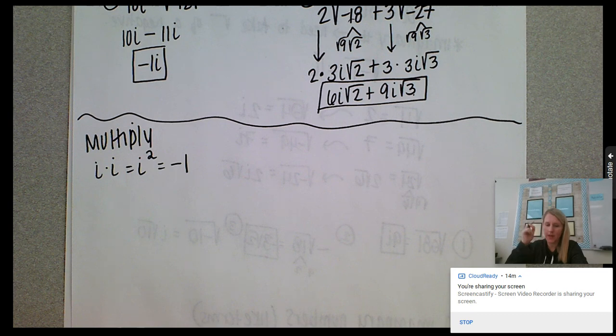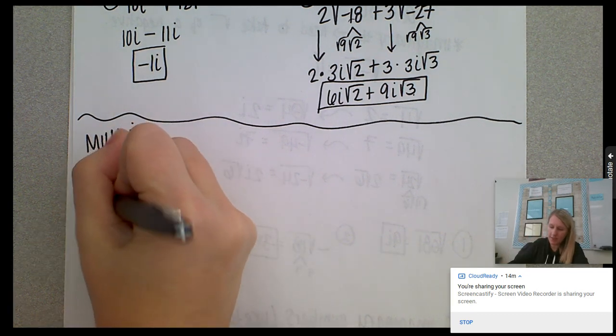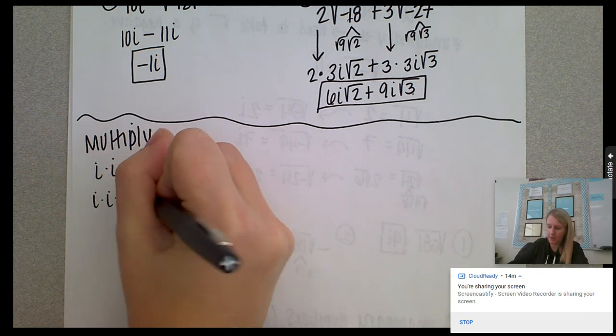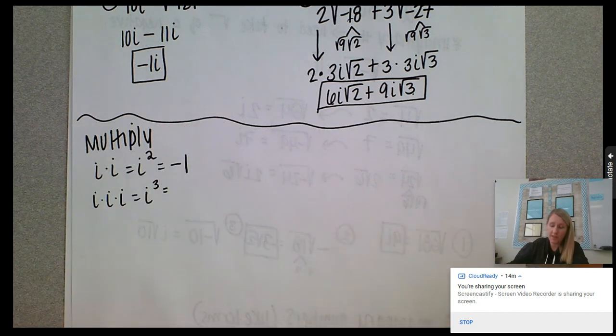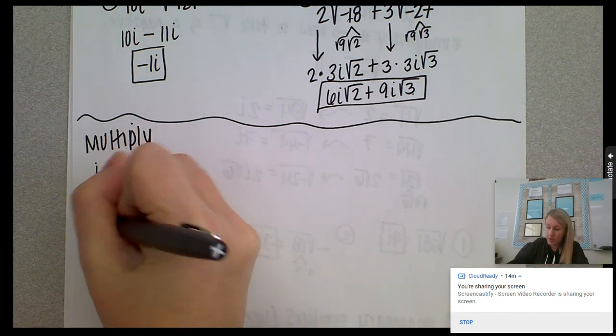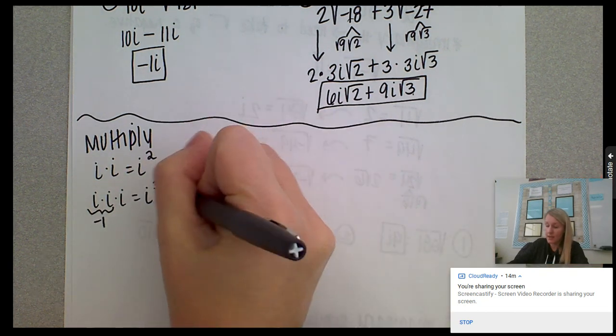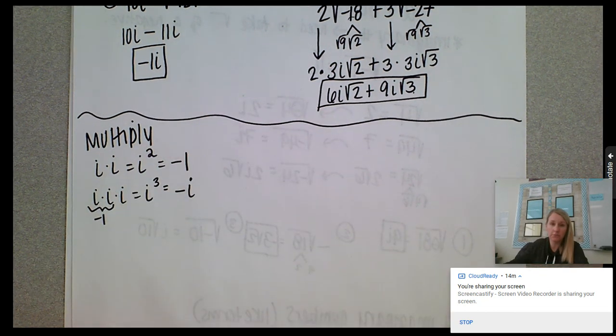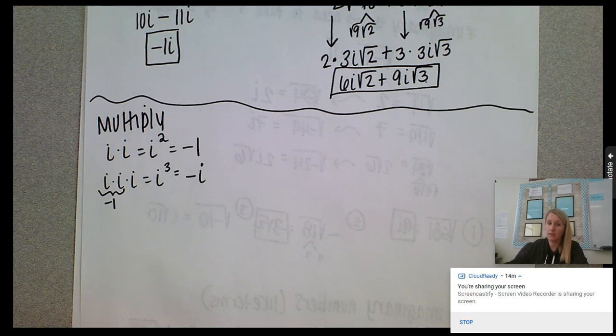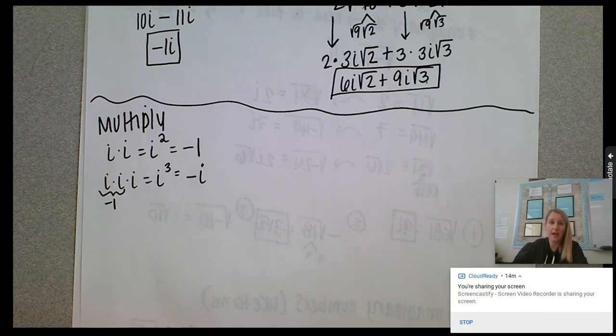So what happens if I have i times i times i, which is i to the third? Just think about it. i squared is negative 1. And then when we're taking negative 1 times i, that would give us negative i. So once again, i is just kind of its own thing. i squared is negative 1. i to the third is negative i.